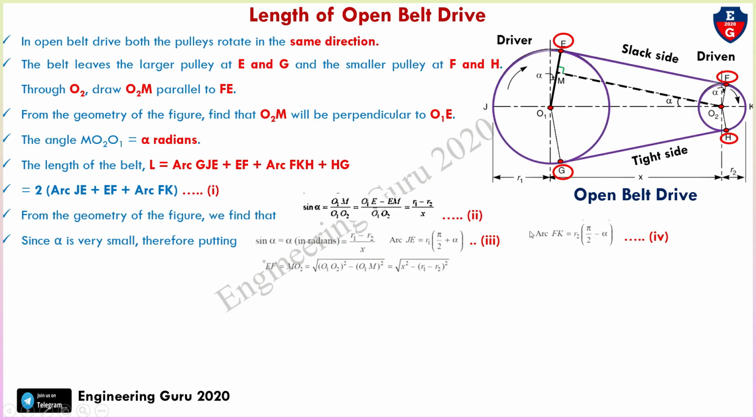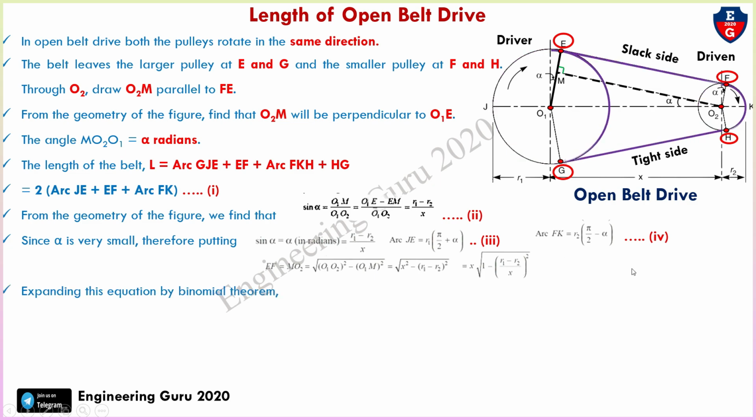So we can write under root O1O2 square minus O1M whole square. O1O2 equal to X means X square, and O1M equal to R1 minus R2 whole square. So we can simply write MO2 equal to under root X square minus (R1 minus R2) whole square. So take X square common from both sides: X under root 1 minus ((R1 minus R2) divided by X) whole square.